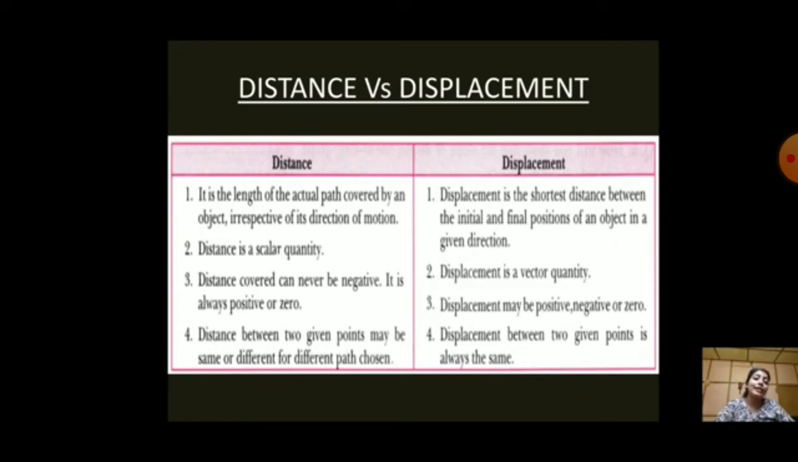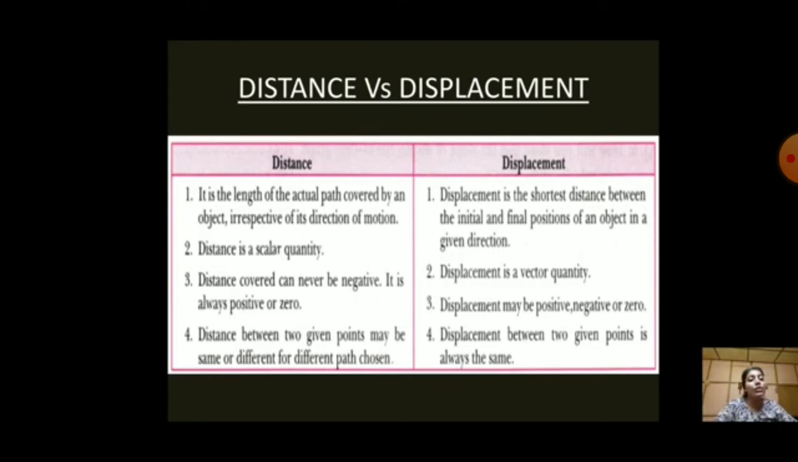Scalar quantity means it will only depend on the magnitude and no direction will be mentioned. That means distance is a scalar quantity, no direction is mentioned. But if I say you have to travel 2 kilometers towards north, then we have the magnitude. What is the magnitude here? 2 kilometers. What is the direction? North. So displacement is a vector quantity.